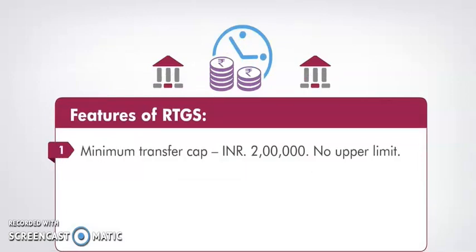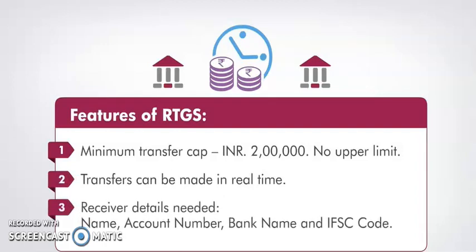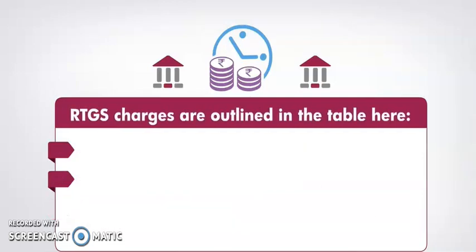Minimum transfer cap, rupees 2 lakh, no upper limit. Transfers can be made in real time. Receiver details needed: name, account number, bank name, and IFSC code. RTGS charges are outlined in the table here.